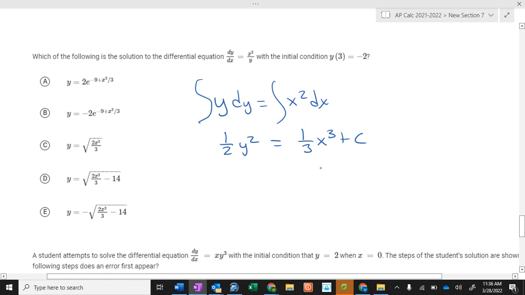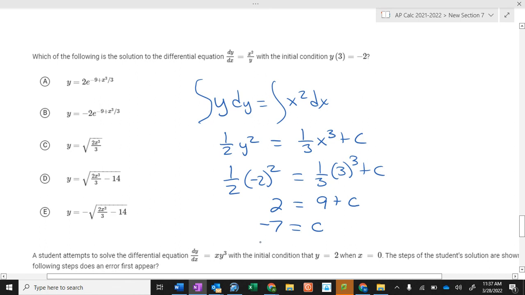How do we get this? Well, we have to solve it still. Let's throw these in right now. 1/2 times negative 2 squared equals 1/3 times 3 cubed plus c. So 2 equals 9 plus c. C would equal negative 7. Because 3 times 3 times 3 is 27, divided by 3 is 9. And on the other side, negative 2 squared is 4, times 1/2 is 2.